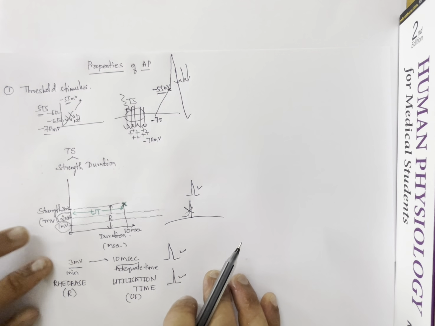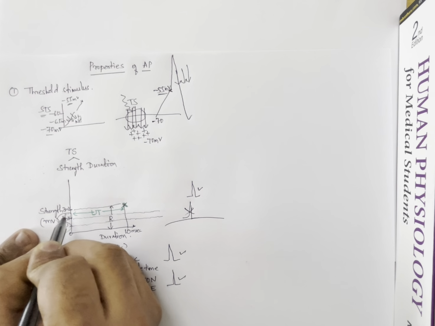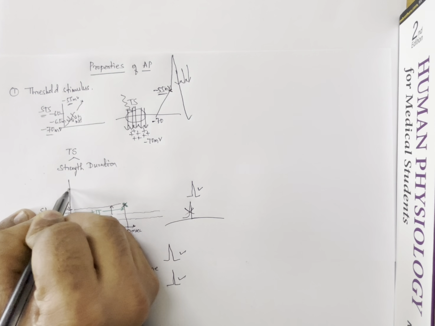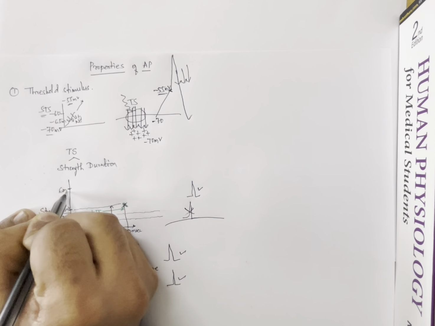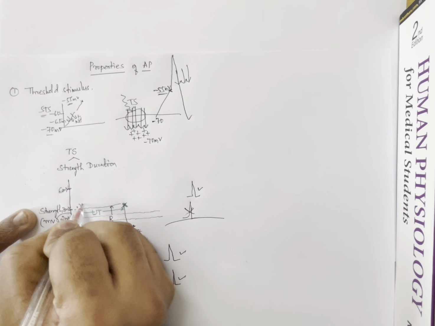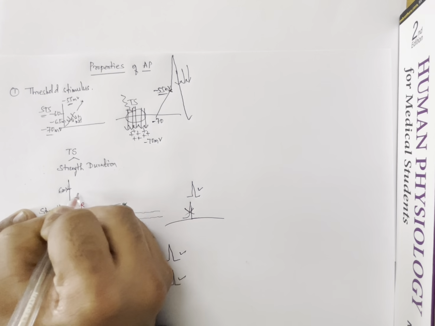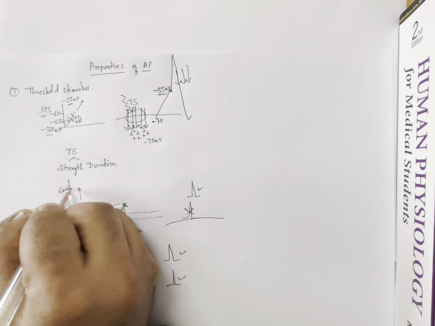Now in the second experiment, they increased the strength of the stimulus to double the rheobasic current. Consider 3 millivolt is the rheobasic current; they increased it to 6 millivolt. So this is double the rheobasic current. What happens now? The strength is increased to 2 times.